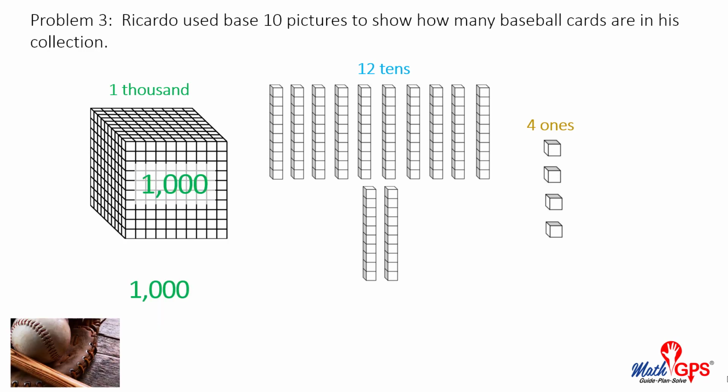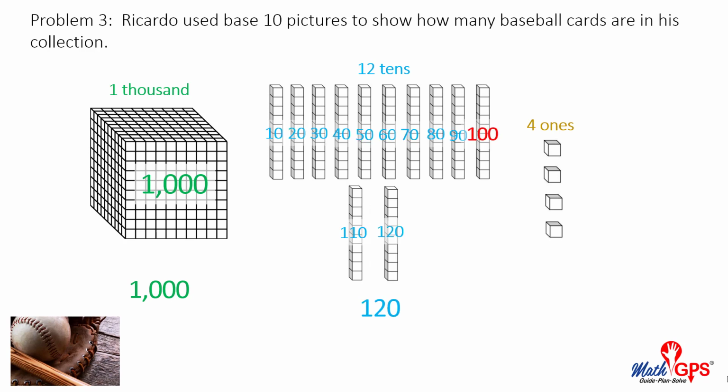The value of the 1,000 cube is 1,000. To find the value of the tens, we would skip count by 10. Count with me. 10, 20, 30, 40, 50, 60, 70, 80, 90, 100, 110, 120. The value of the tens is 120. There were enough tens that we could make a trade for a hundreds flat.